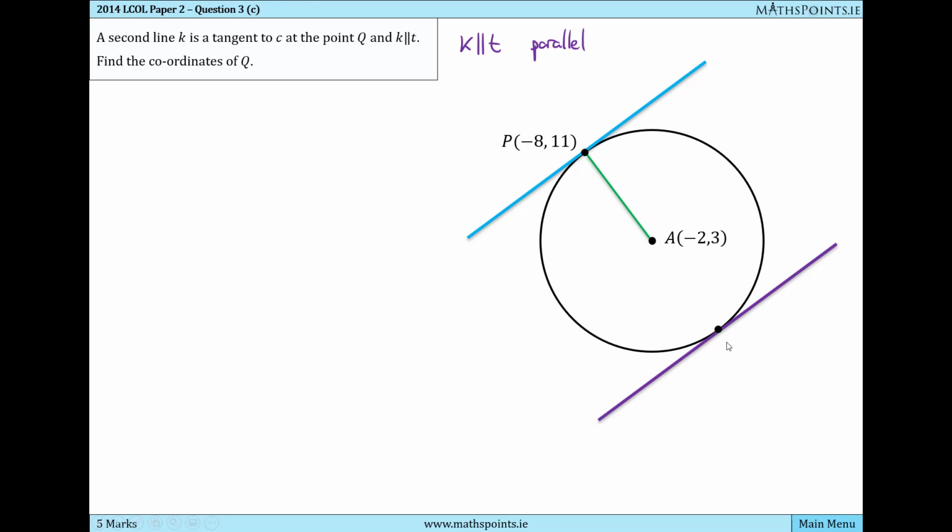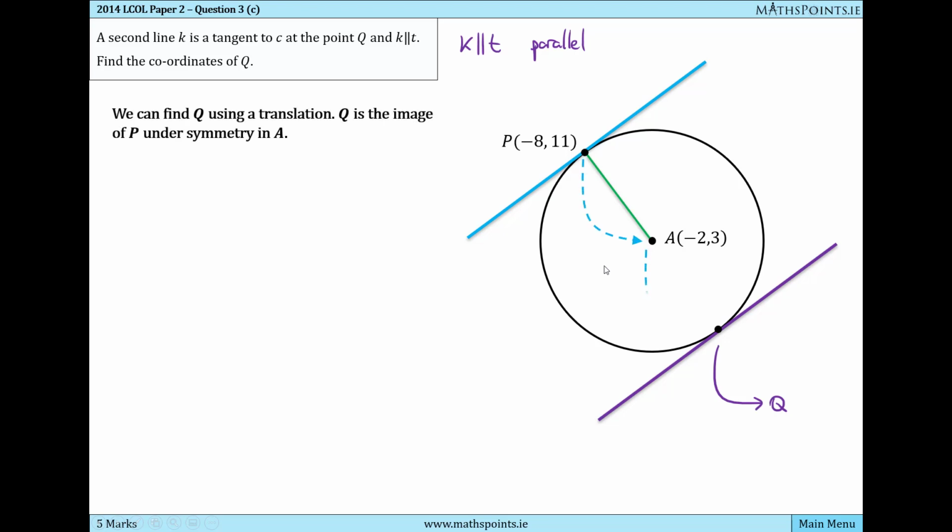To find Q, we can do a translation. We know that it's the same distance from the centre as the point P (−8, 11). So Q is going to be the image of the point P through symmetry in A. So if we look at the translation from P to A, we can see that the x coordinate went from −8 to −2, so up 6 units. And we can see that the y coordinate went from 11 to 3, down 8 units.